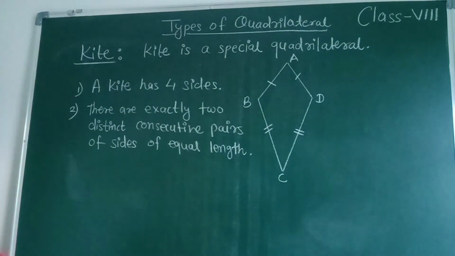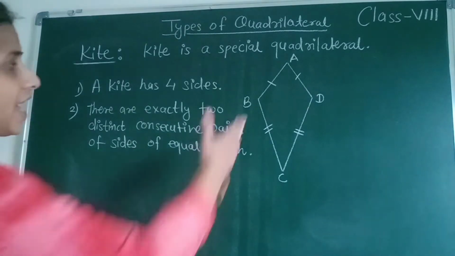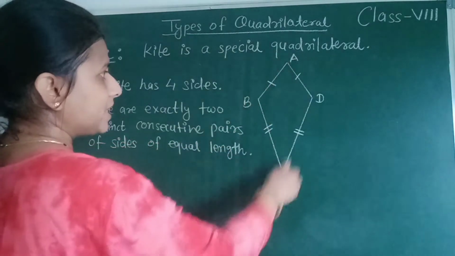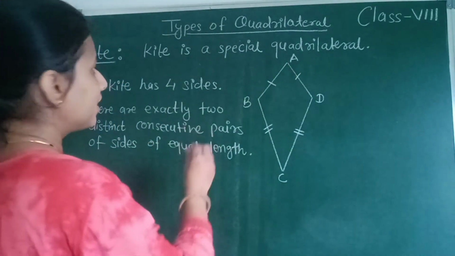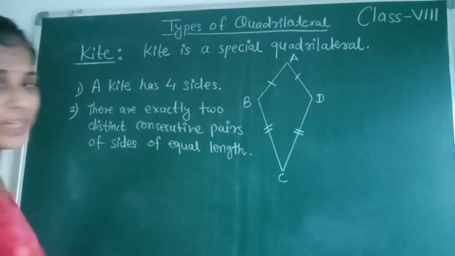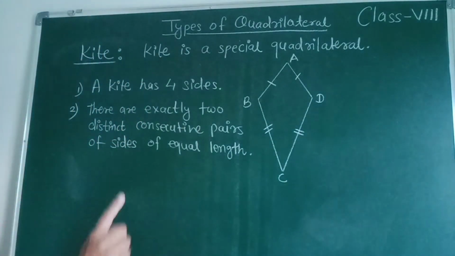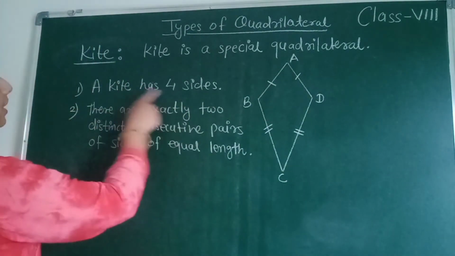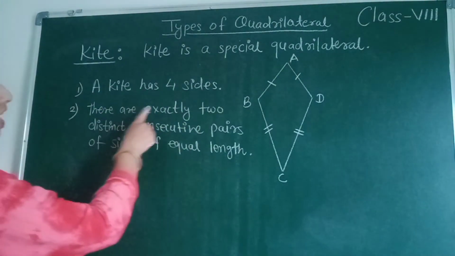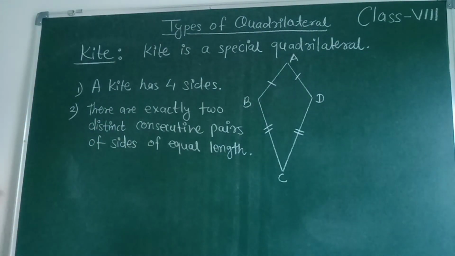Another type of quadrilateral is your kite. A kite is a special quadrilateral, students. As you can see in this diagram, this is a kite. ABCD is a kite, where you can see that this side AB is equal to AD and this side BC is equal to DC. It means a kite has four sides, as you can see in this diagram, and there are exactly two distinct consecutive pairs of sides of equal length.